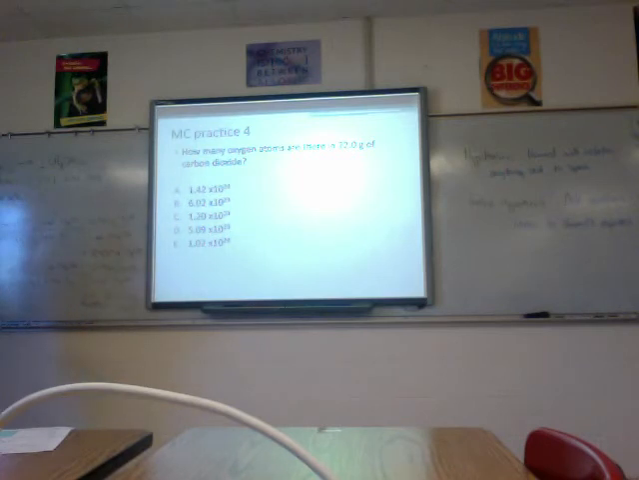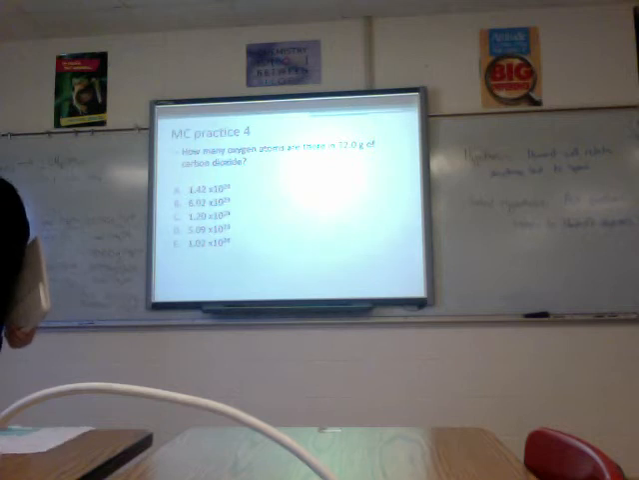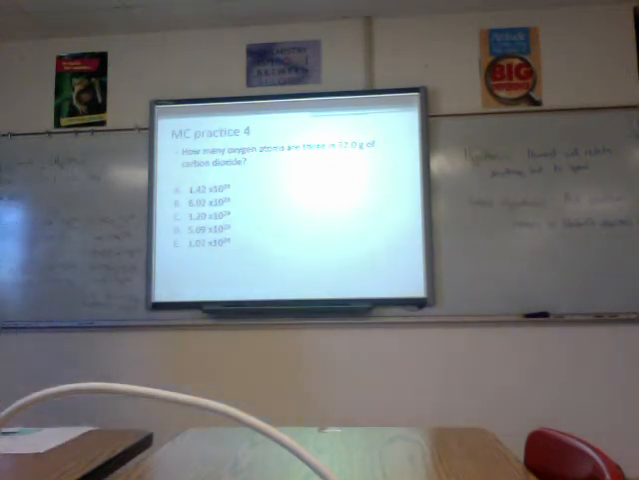Yeah. So this question says, how many oxygen atoms are there in 22.0 grams of carbon dioxide? We kind of need to figure out how many moles of this that we have, okay? We know the mass of our compound is 22 grams. And carbon dioxide, remember carbon is 12, and two oxygens, 32, so about 44. That's our molar mass. So that means that we have half of a mole.